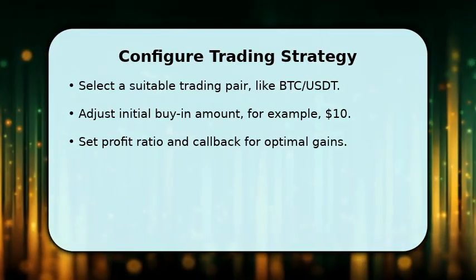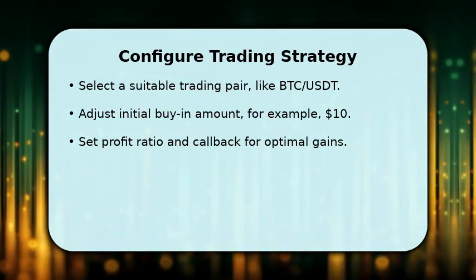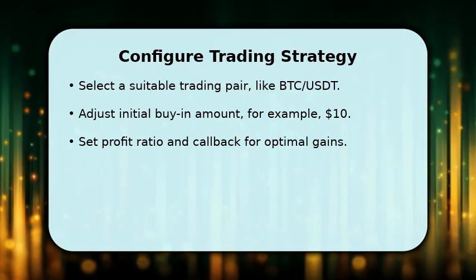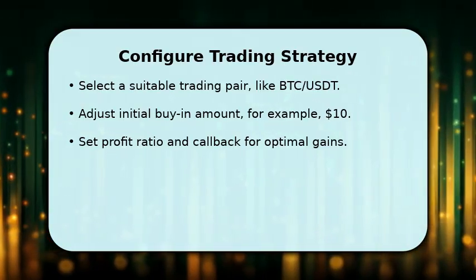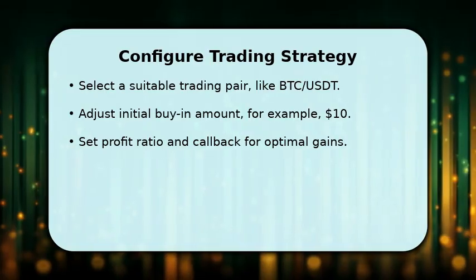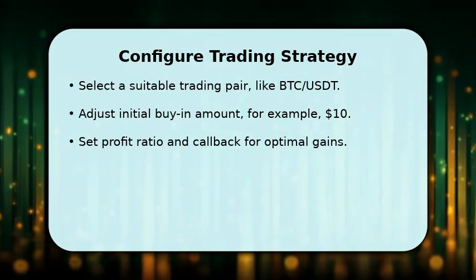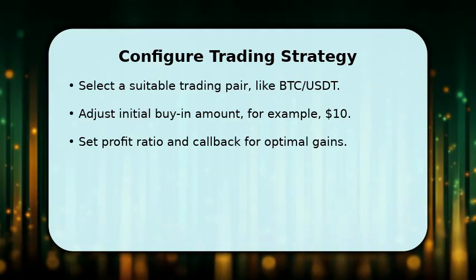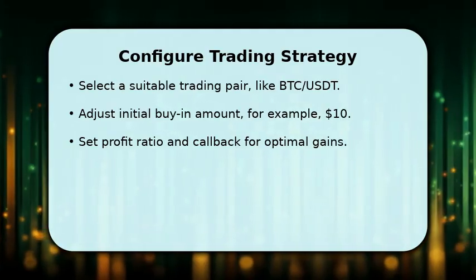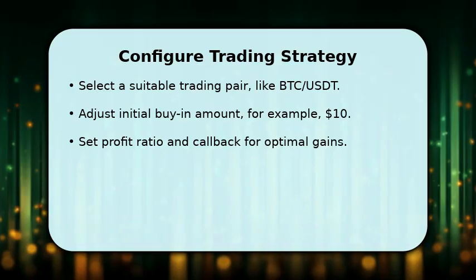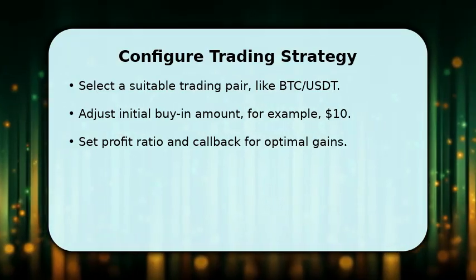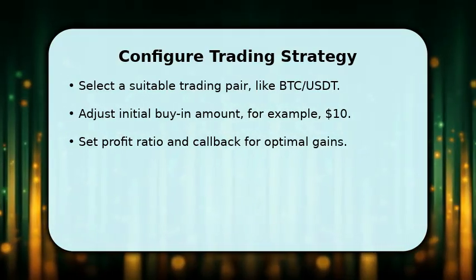In Royal Queue, choose a cryptocurrency pair such as BTC/USD. Define your first buy-in amount, perhaps $10, and set the number of margin calls. Crucially, configure your take-profit ratio, for instance, 1.3%, and the whole position take-profit callback, maybe 0.3%, to maximize your returns.